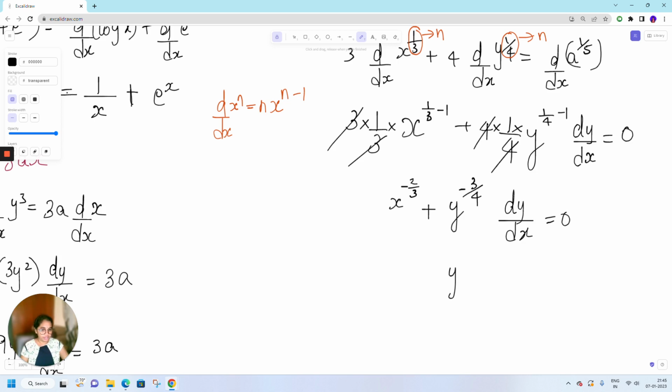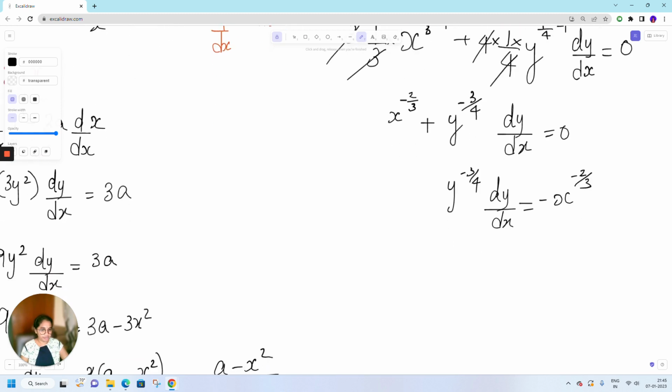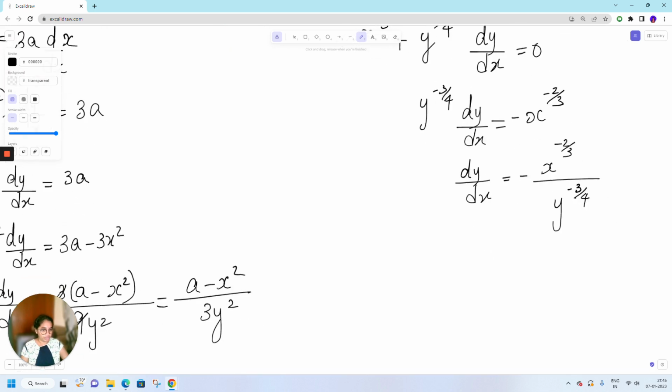Now what would happen? y to the power minus 3/4 dy/dx is equal to minus x to the power minus 2/3. Yes, so dy/dx would be minus x to the power minus 2/3 divided by minus 3/4, or you can also write it as minus y to the power 3/4 divided by x to the power 2/3.